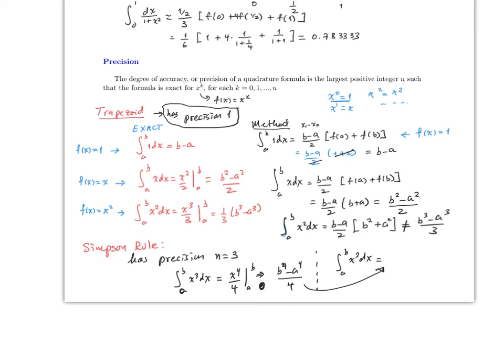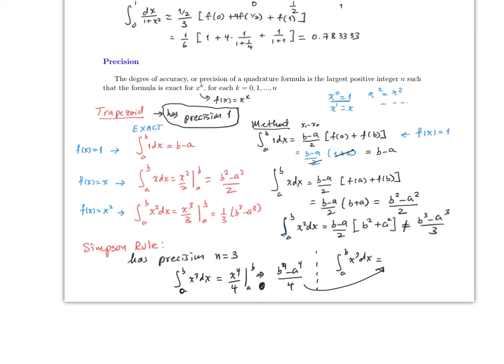Now, before we go to the next page, the trapezoid and Simpson's rule are special cases of something called Newton-Cotes rules. You can have either closed Newton-Cotes or open Newton-Cotes, as you will see in a little bit.